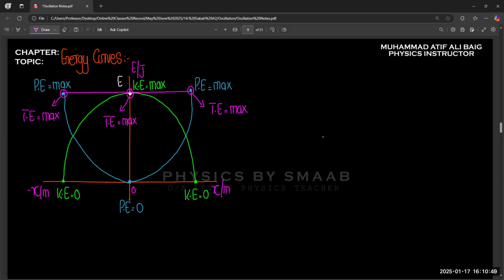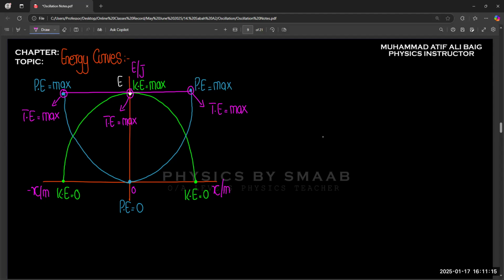Got it, no confusion. So basically, in our past papers, we also have questions related to this specific graphical representation. So when we practice the questions, we will definitely practice this question also. So this is the only thing related to the energy curves.